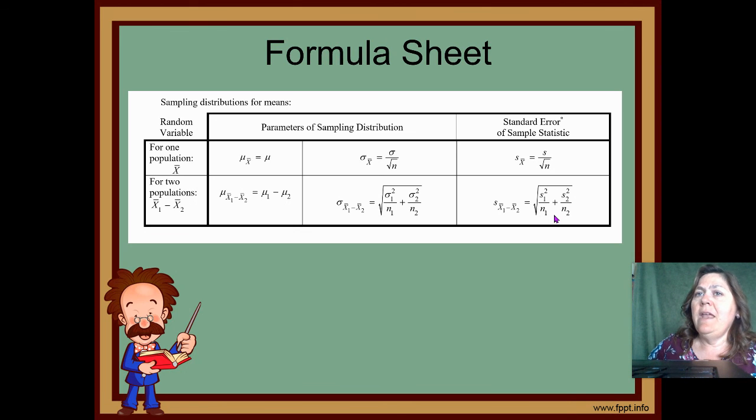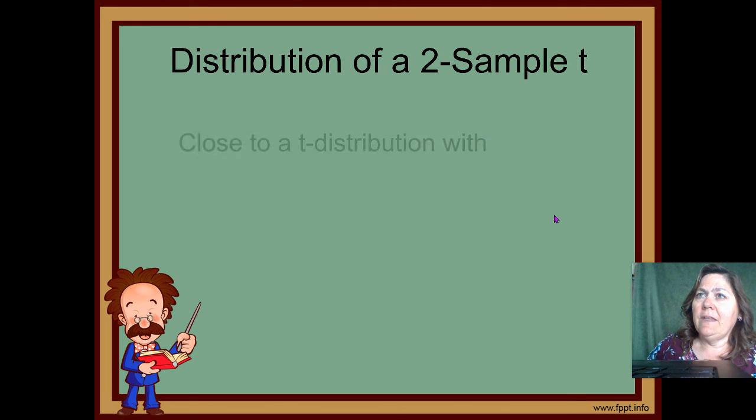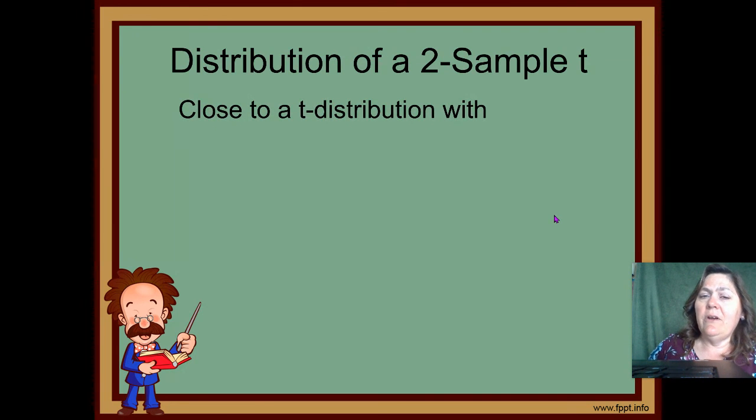Okay, now what about our two sample t? What does its distribution look like? Remember, a t distribution is not exactly normal. The bigger n gets, the more normal it gets. It's still symmetrical, it's still mound shaped, but it's just flatter in the mound.